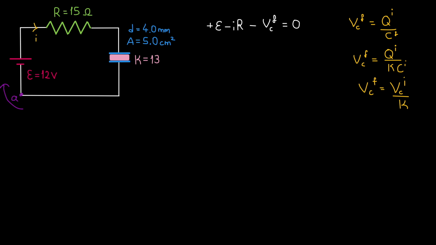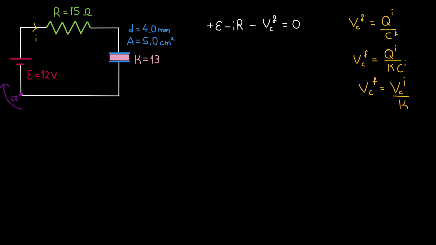Starting from point A, going in the clockwise direction, we get plus EMF minus I times R minus the potential difference of the capacitor. Now note that this potential difference is different now that we have inserted the dielectric. The potential difference is no longer equal to the EMF, but there's a different potential difference across the terminals of the capacitor. So that's at the first moment, right after we have inserted the dielectric.